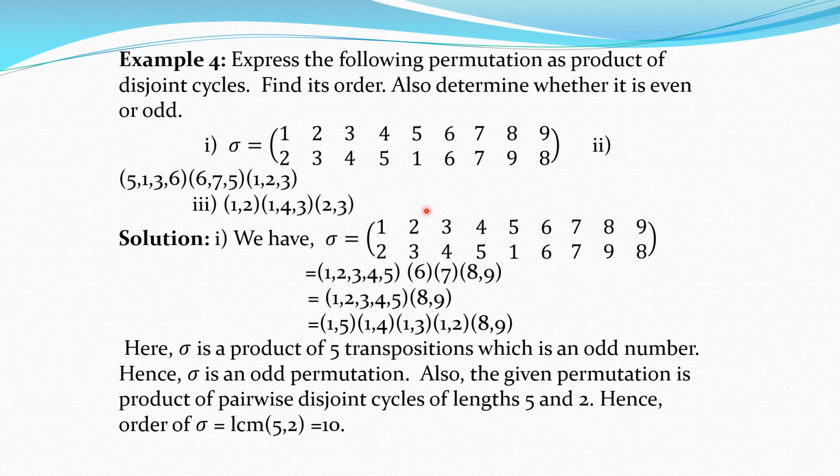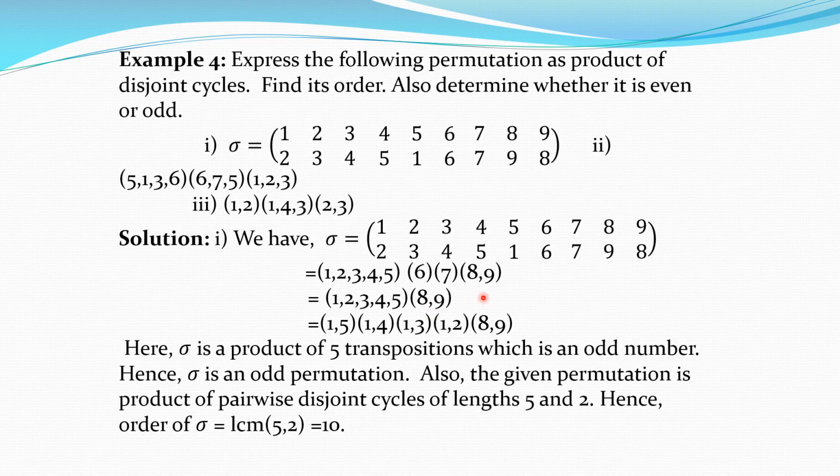Now, to find its order and to decide whether it is even or odd, we express it as a product of transpositions. So, (1 5)(1 4)(1 3)(1 2)(8 9). All these are cycles of length 2, which means all are transpositions. So, how many transpositions are we getting here? 5, which is an odd number. Hence, this permutation is odd.